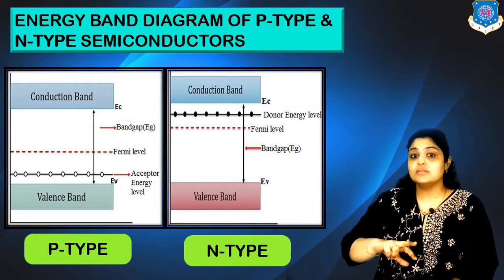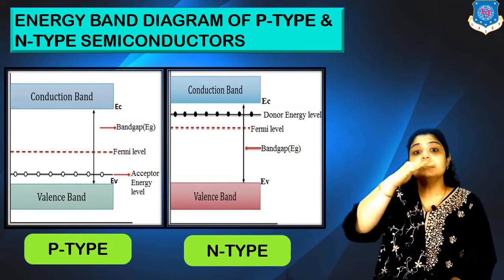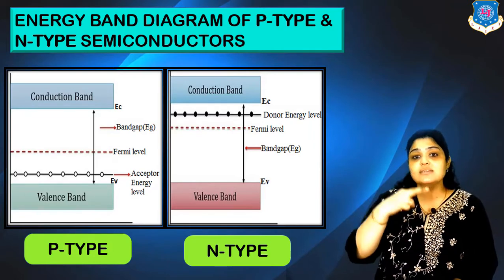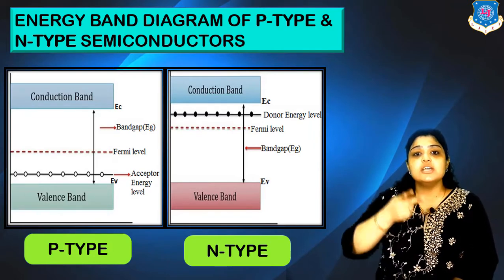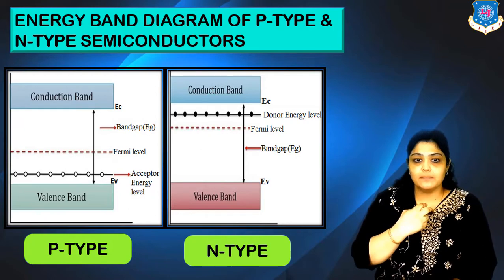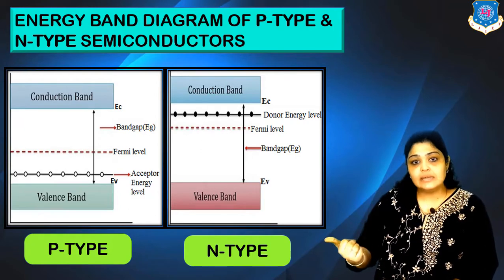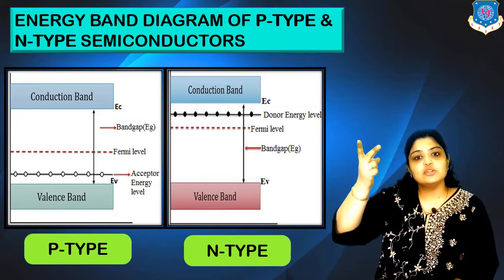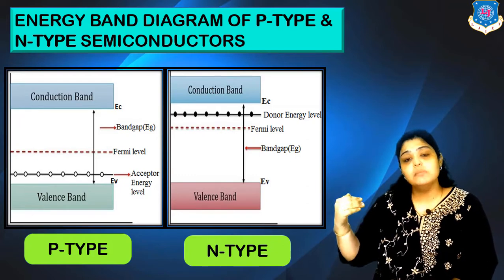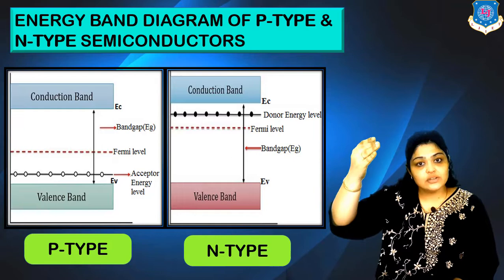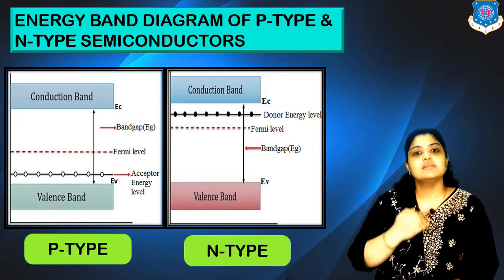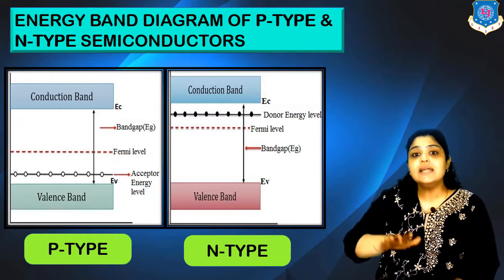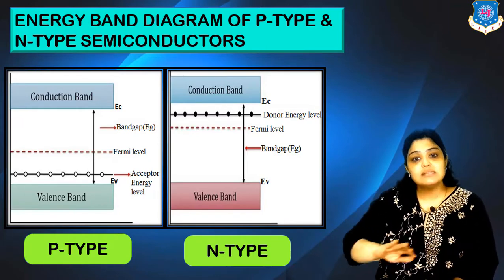So there is a difference. In case of p-type, it is close to the valence band, which also indicates that there is an electron exchange between valence and acceptor. If you talk about n-type, there is an exchange of electrons between donor and conduction. So in case of n-type, the Fermi level is close to conduction. In case of p-type, it is close to valence. So this was about energy band diagrams of p-type and n-type semiconductors individually.